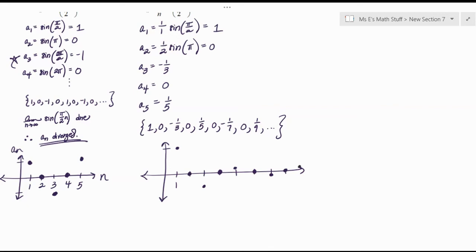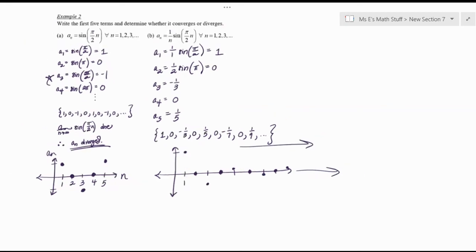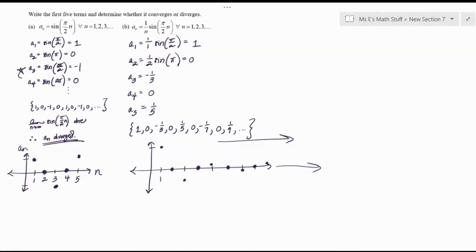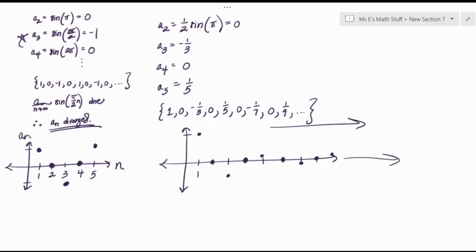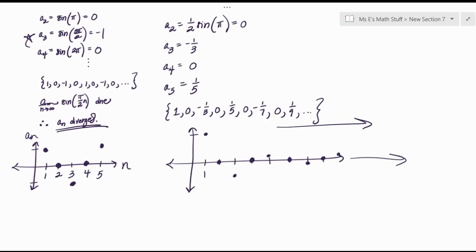And so in this case, if you really look at the value of the terms, what does it look like the value will approach as you go farther down the list or farther down the graph? And so in this case, I would say for part B that the sequence converges to 0, whereas for part A, the sequence diverged. Hopefully that makes sense. So we would say that for part B, A sub n converges to 0.